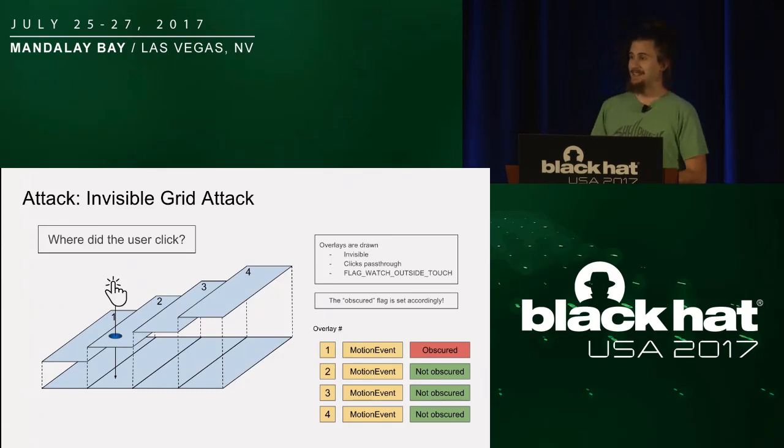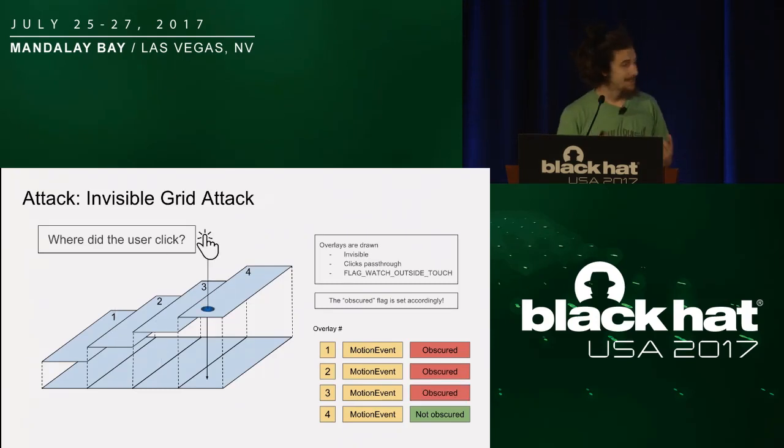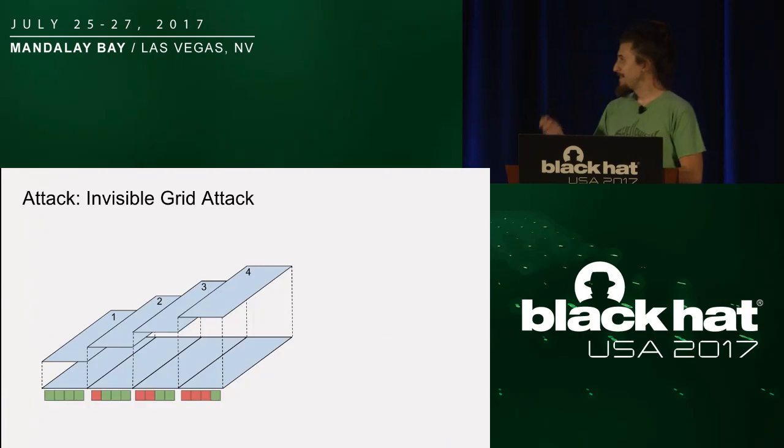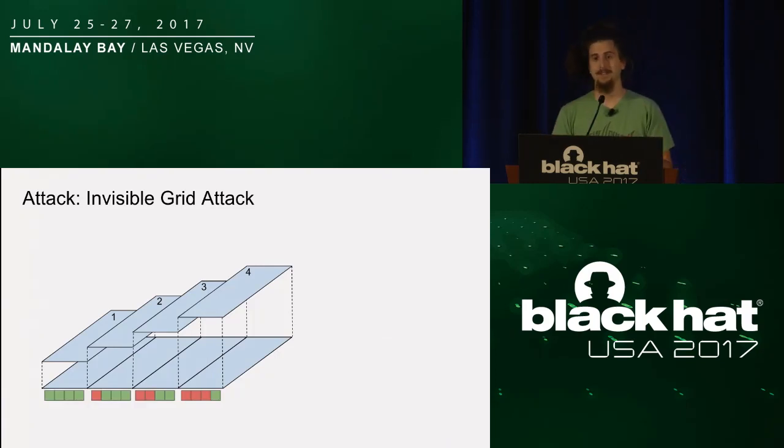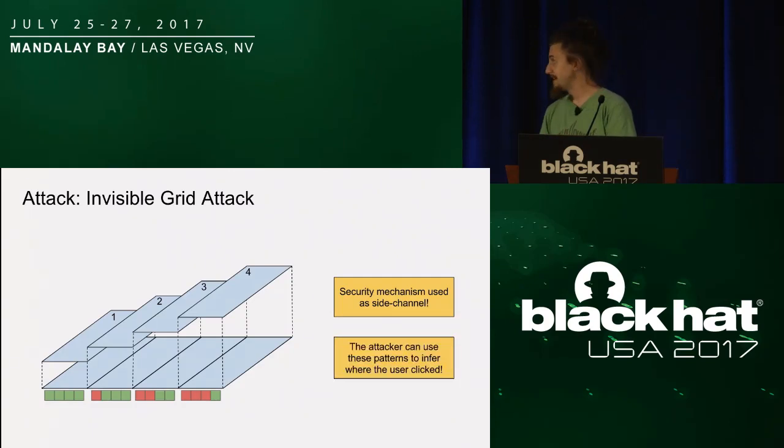And I guess now you're understanding the trick, right? If I click on 3, you're going to get this pattern. If you click on 4, you're going to get this pattern. So from the patterns of the obscured flag that each of these motion events receive, you can actually understand where the user clicked by using the obscured flag as a side channel.